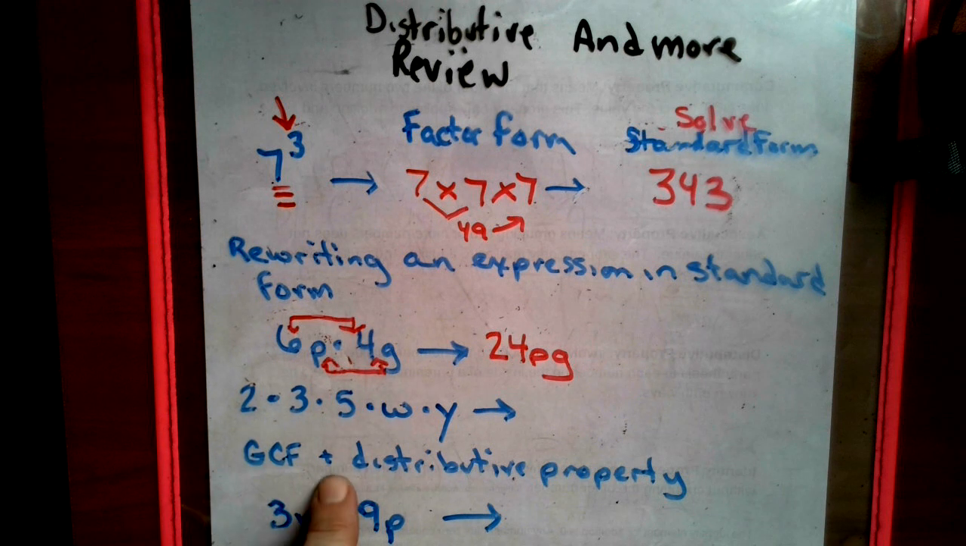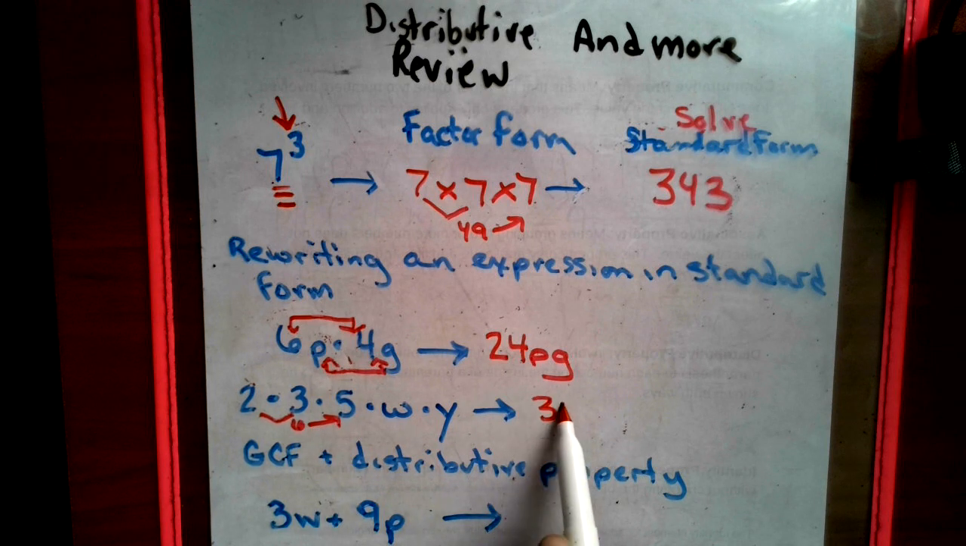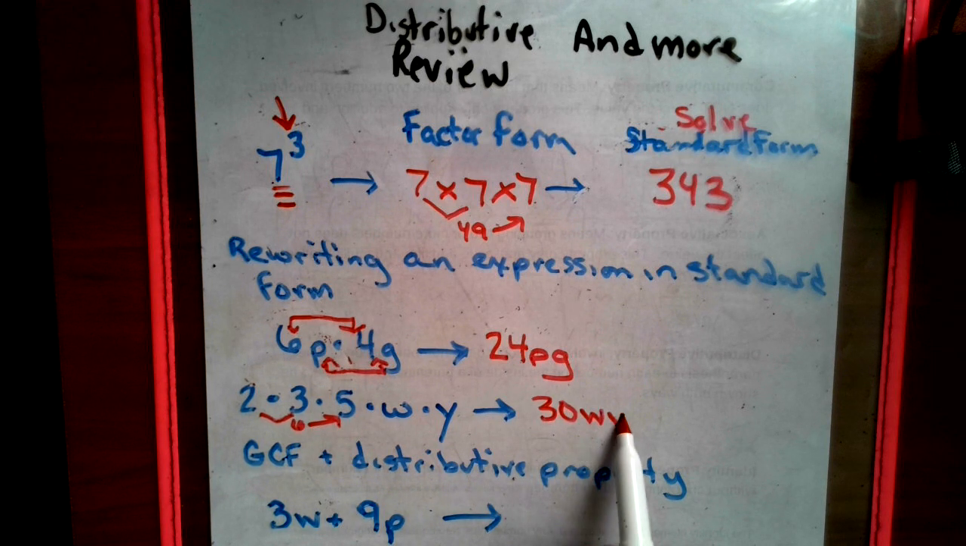We're going to do the same here. 2 times 3, which is 6. 6 times 5, which is 30. And we're going to put the 2 letters on the end. No other symbols, just shove it all together.